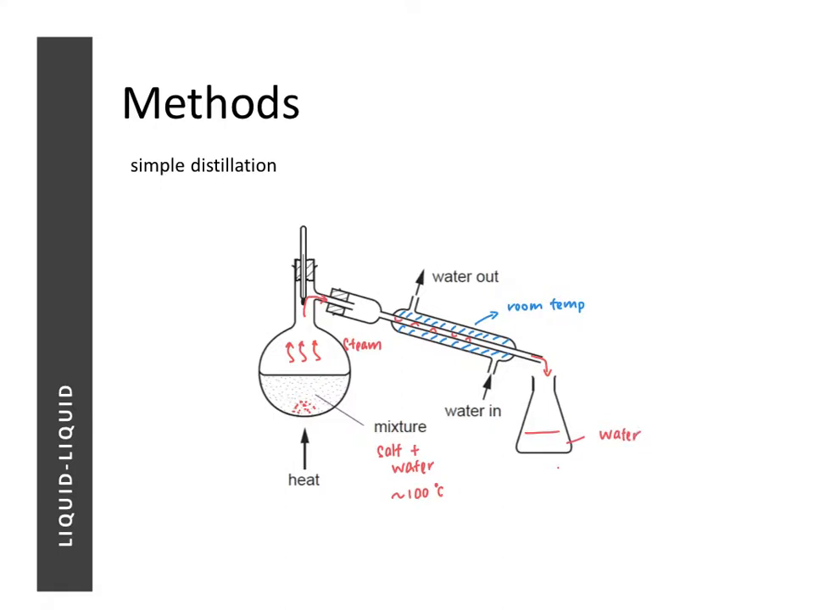As you continue to heat the mixture, more and more water will be converted into steam. It will condense in the condenser and then be collected in your conical flask. The liquid that's collected in the conical flask is given a special name. We call it a distillate.